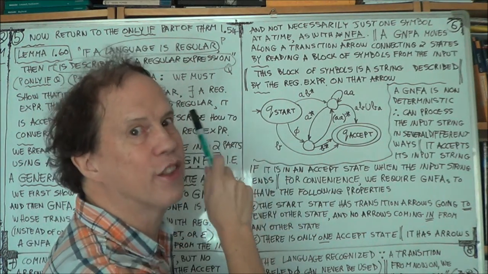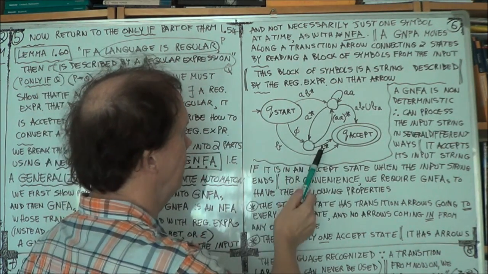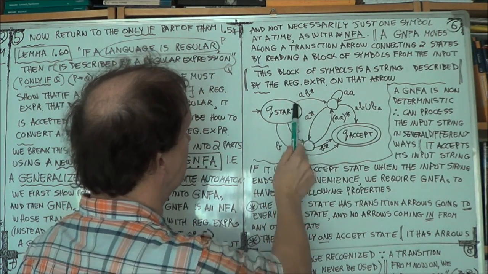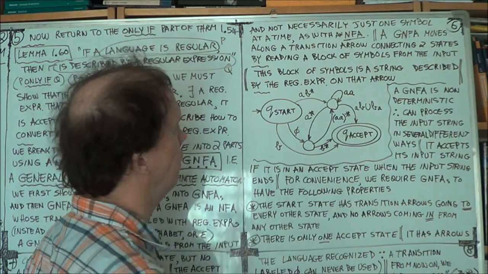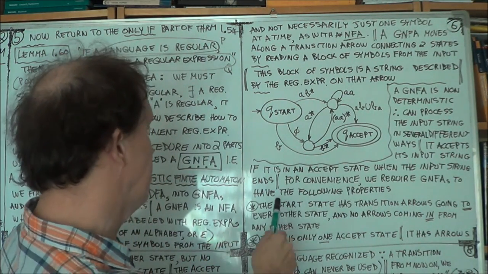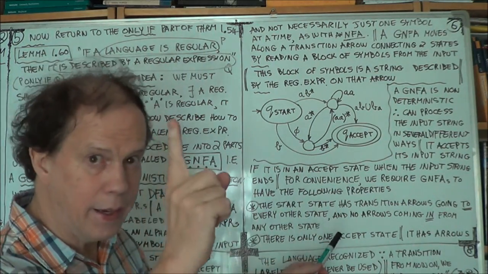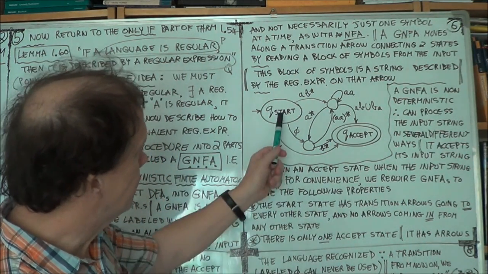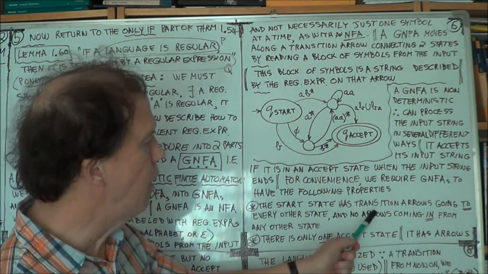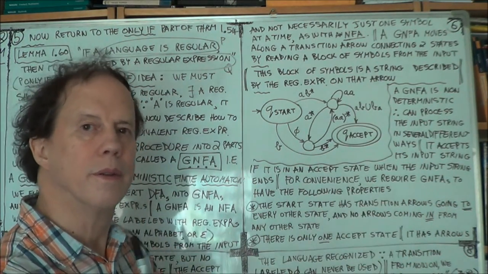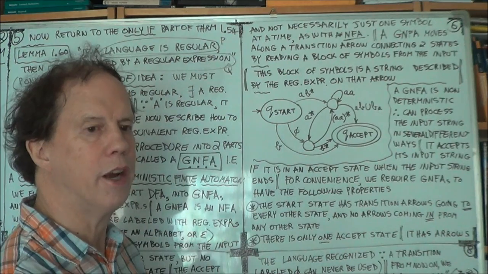It has three other states, and it has an arrow pointing to each of them: 1, 2, 3. And the start state has no arrows coming in. Right? It's all output. You're not allowed to have any arrows coming in.